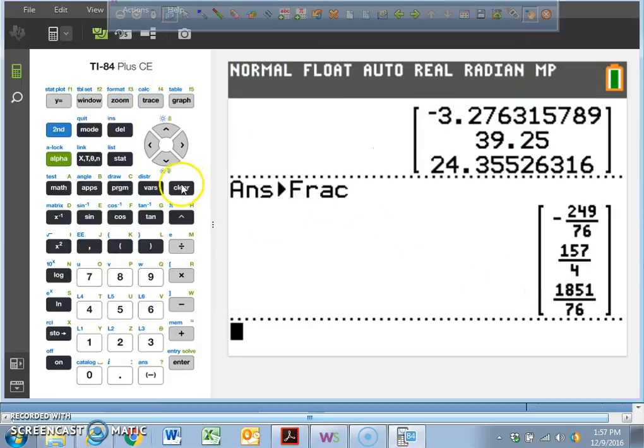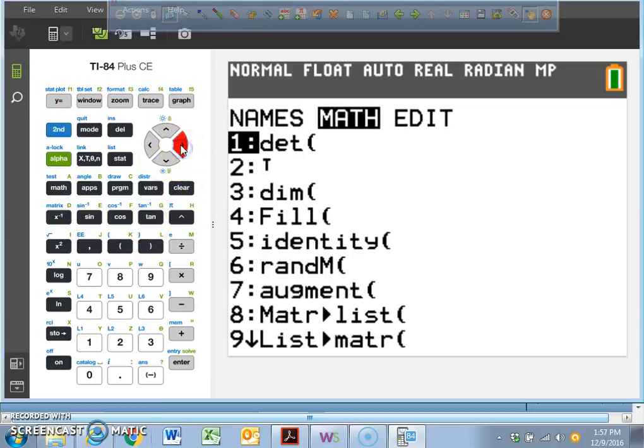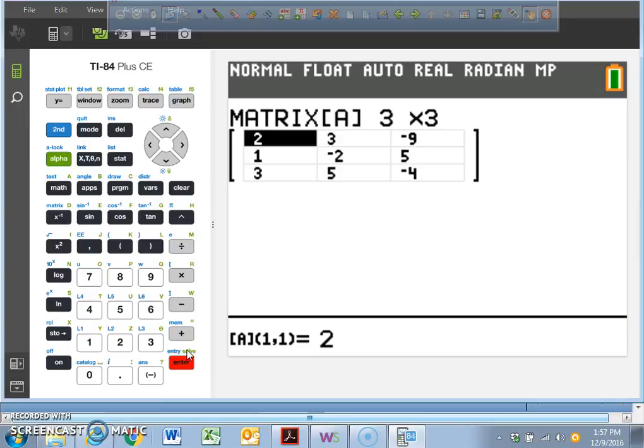Possibly. All right. So I'm going to clear this out. I'm going to hit second, x to the -1. Go to the right where it says Edit Suite. There's already a 3x3 waiting for me to build.